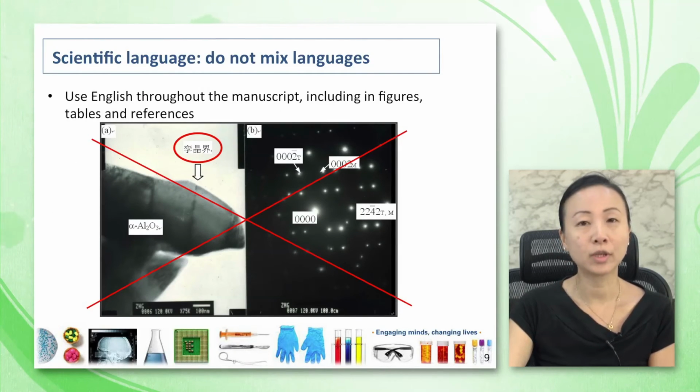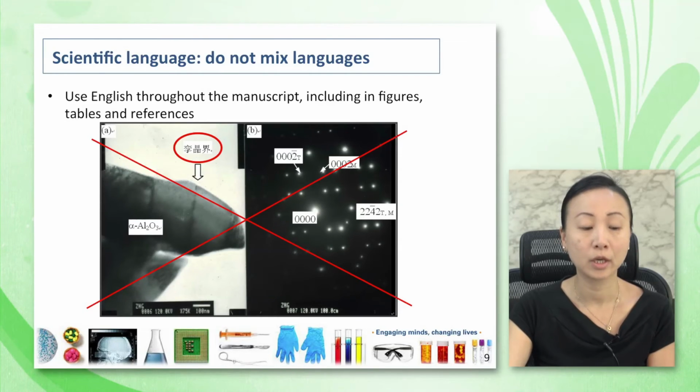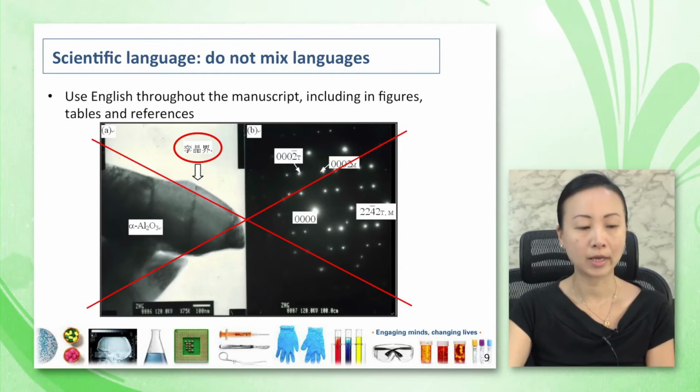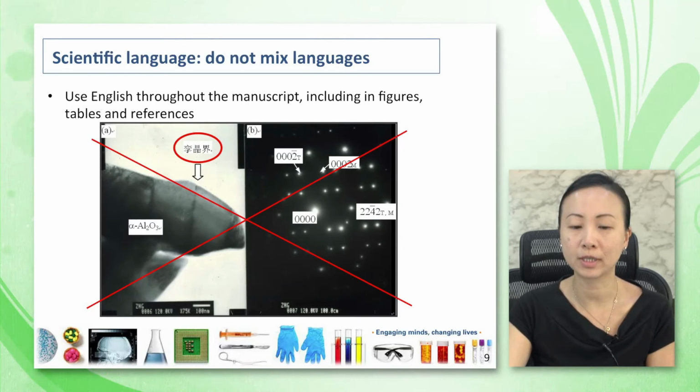Ensure that you use English consistently throughout the entire manuscript. So this includes in figures, such as charts, graphs and photographs, and tables, as well as references.